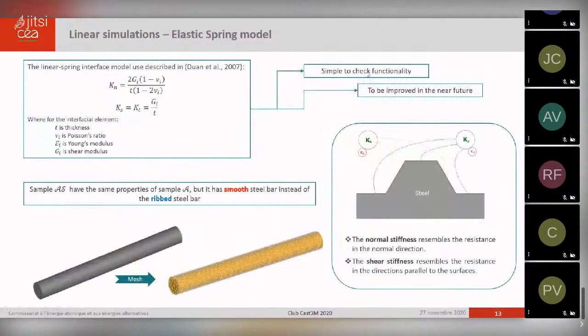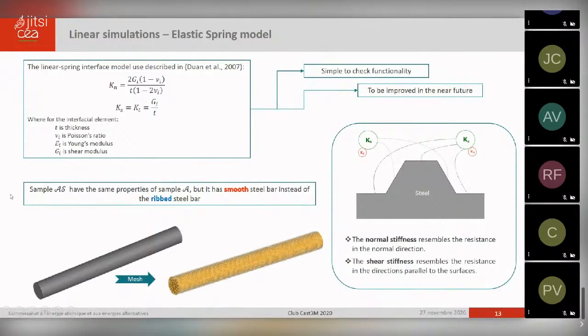The elastic spring model, a linear model, was chosen for simple checking of the functionality of the problem. It will certainly be improved in the near future. Here the normal stiffness technically represents the resistance in the normal direction, which can be seen on the sides of the ribs, while the shear stiffness represents the resistance in the directions parallel to the surfaces, so it's technically everywhere at the bar.